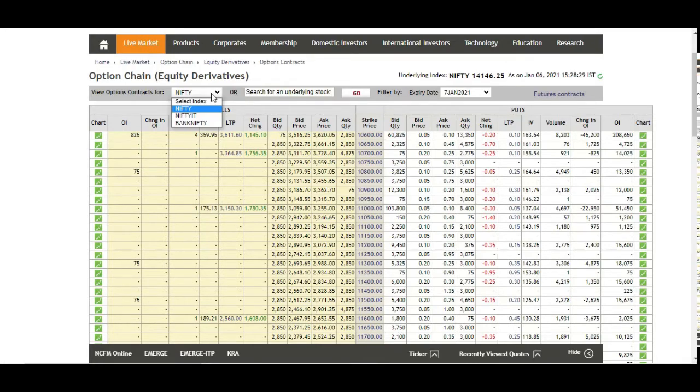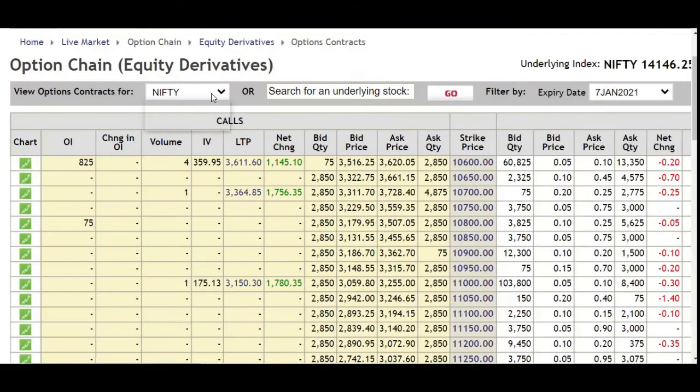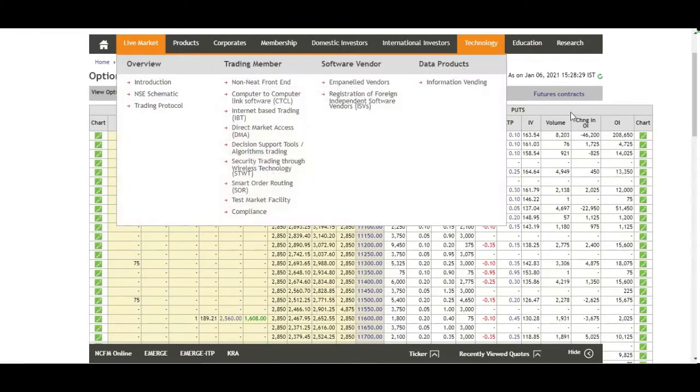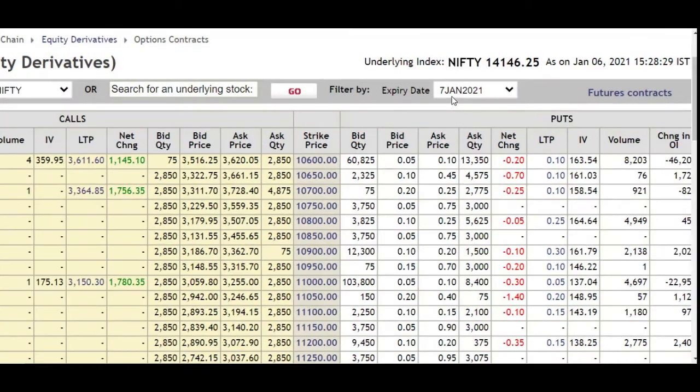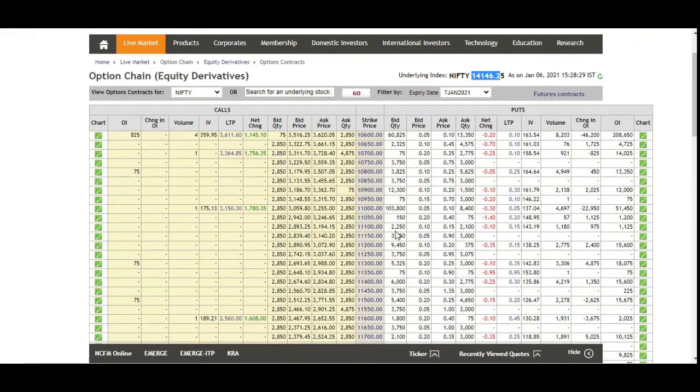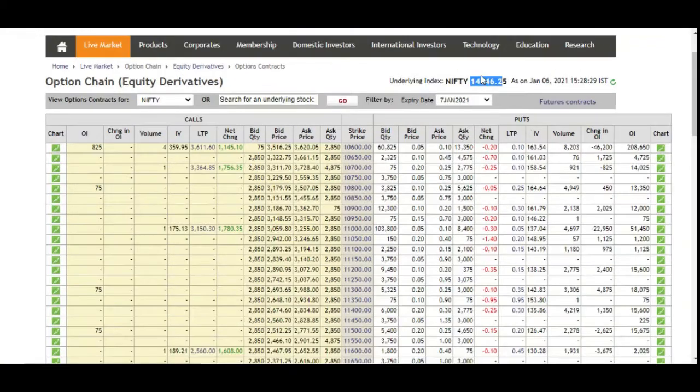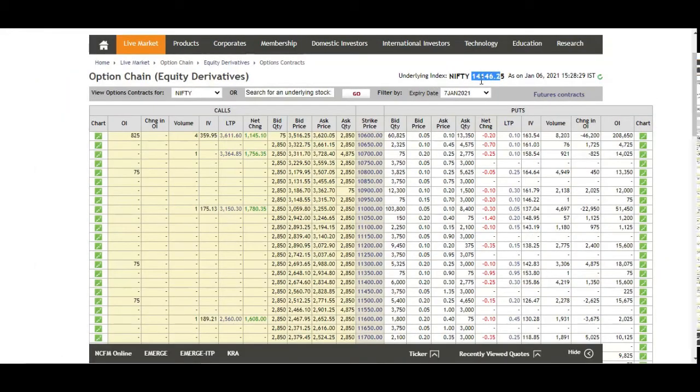Other than this, there is the underlying spot price. Nifty is trading at 14,146.25, as per the Jan 6th closing prices. All the option prices will be determined based on the underlying spot price.